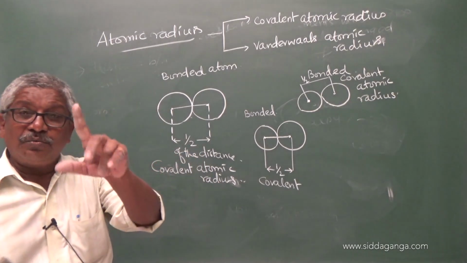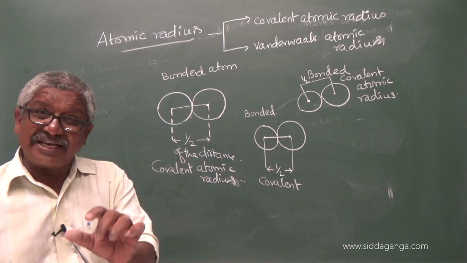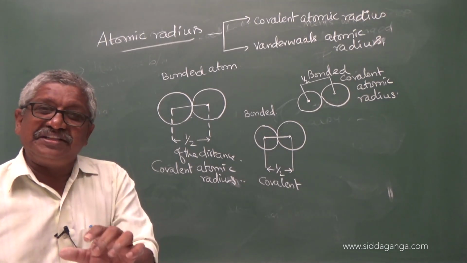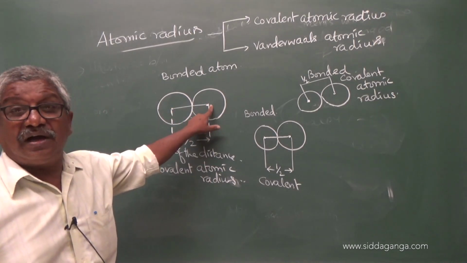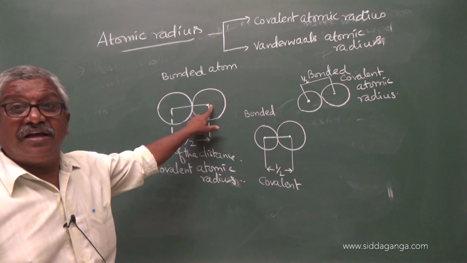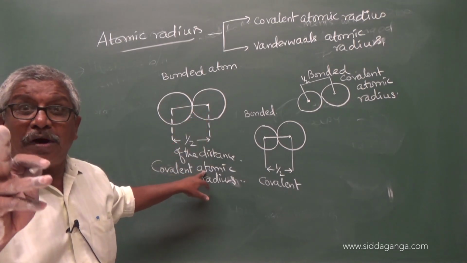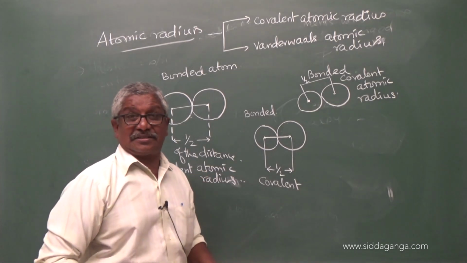So now, what is covalent atomic radius? Half of the distance between the 2 bonded atoms. Half of the distance between the centers of the nuclei of the 2 bonded atoms is called covalent atomic radius.